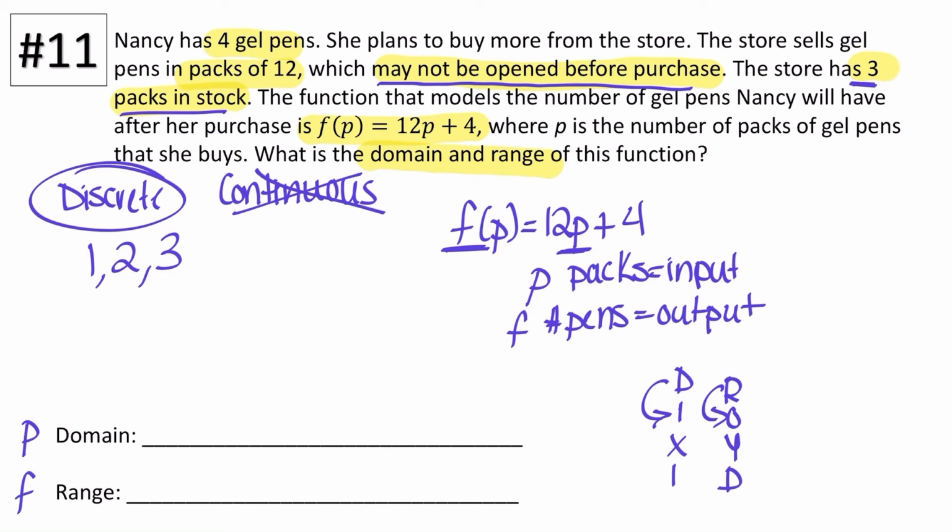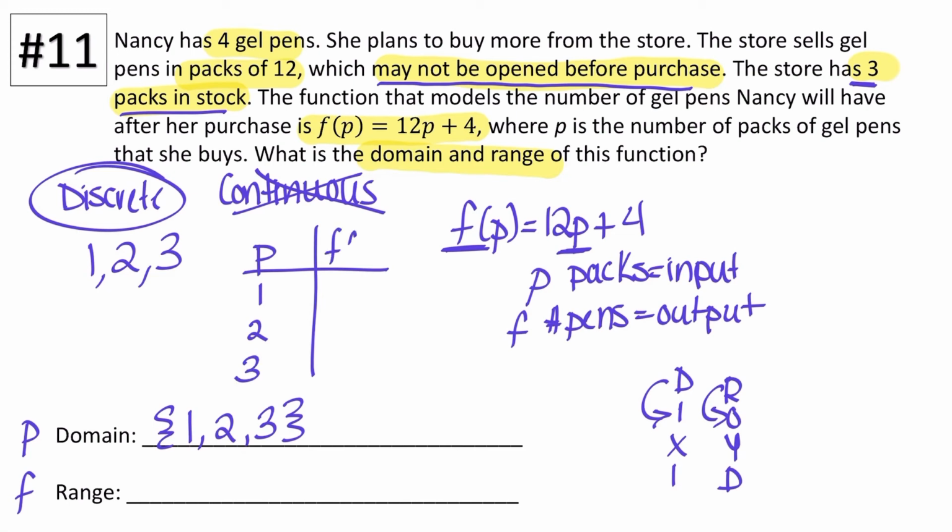So we've already listed out the values in the domain. Since she's going to the store, we've said she's going to buy at least 1 pack. She can buy 2 packs if she wants, but she can't buy any more than 3 because that's all they have at the store. Now we need to figure out the range values that correspond to these domain values. So we're going to have to plug in for each domain value. We have these domain values of p, which are 1, 2, and 3, and then we have f of p, which are our range values.